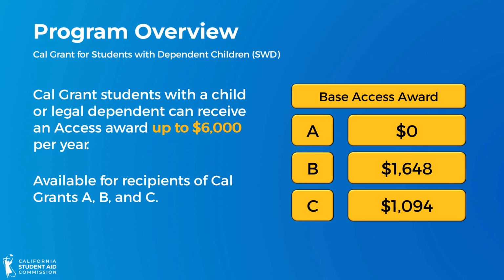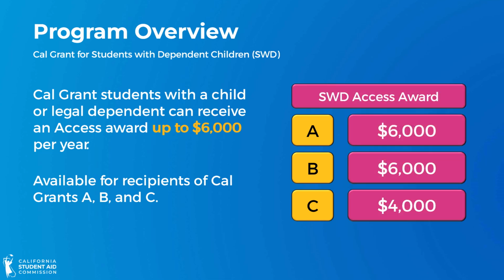Here, you can see that students would typically receive no access under Cal A, up to $1,648 under Cal B, and up to $1,094 under Cal C books and supplies. SWD access increases these base amounts. Cal A and B students can receive up to $6,000, and Cal C students can receive up to $4,000 every year that they meet program eligibility. In fact, even Cal Grant A recipients can receive an SWD Access Award. That means students attending a community college can receive Cal Grant A access under the SWD program.